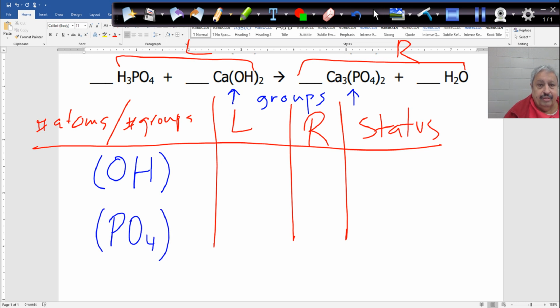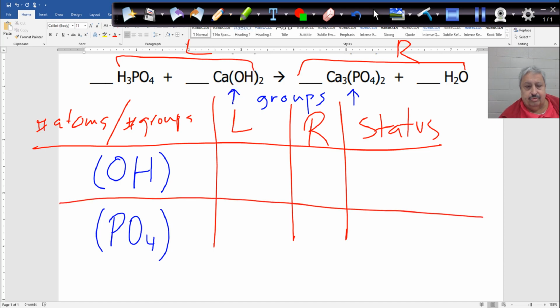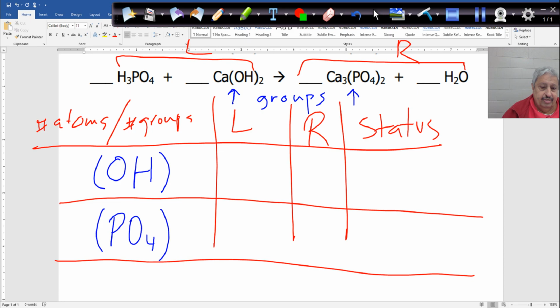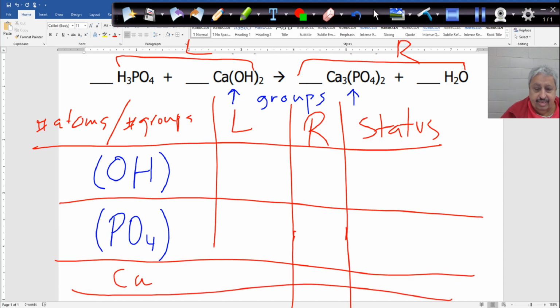So I have two groups, and I have the elements here. I have two elements here, calcium, and beside calcium I have what? I have hydrogen, correct? Here is calcium, and here is hydrogen, without the group. So now I recognize that I have groups.